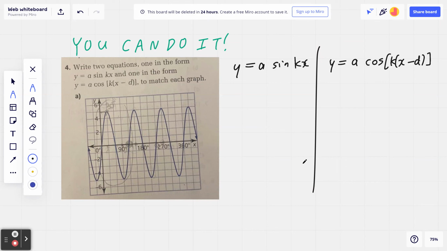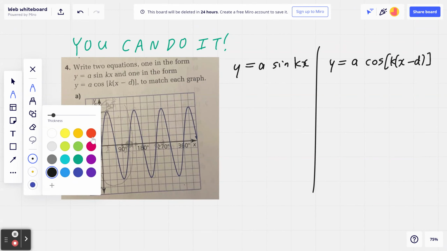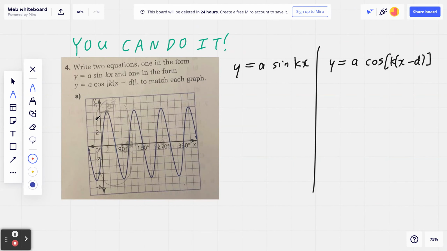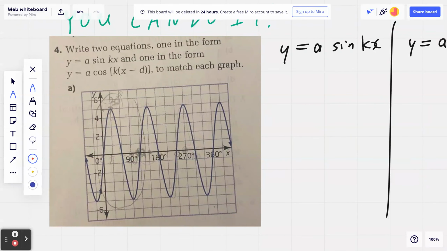Let's draw a line, divide this into two different cases. Let's start with case number 1. If you think about a sine function, you start in the middle. So there's a sine function. And let's write down each characteristic.